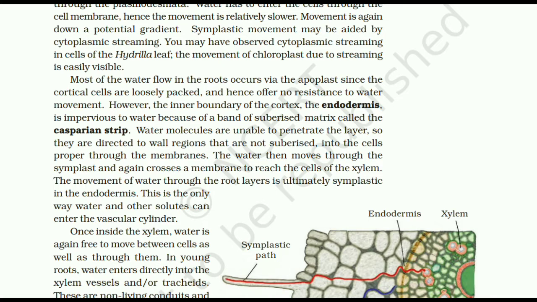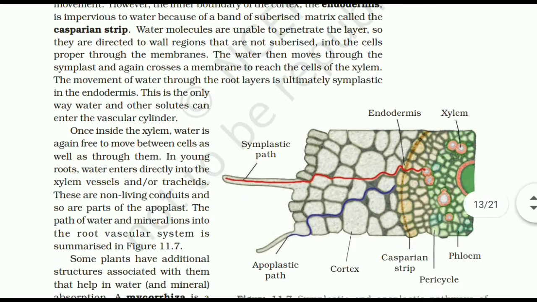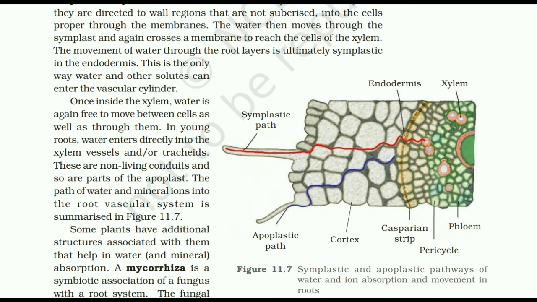However, the inner boundary of the cortex, the endodermis, is impervious to water because of a band of suberized matrix called the Casparian strip. Water molecules are unable to penetrate the layer, so they are directed to wall regions that are not suberized, into the cell through the membranes. The water then moves through the symplast and again crosses the membrane to reach the cells of the xylem. The movement of water through the root layers is ultimately symplastic in the endodermis. This is the only way water and other solutes can enter the vascular cylinder.